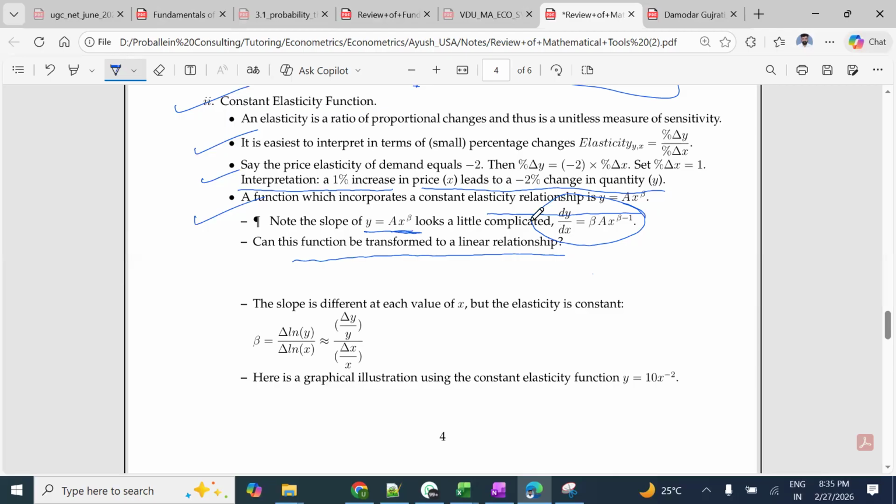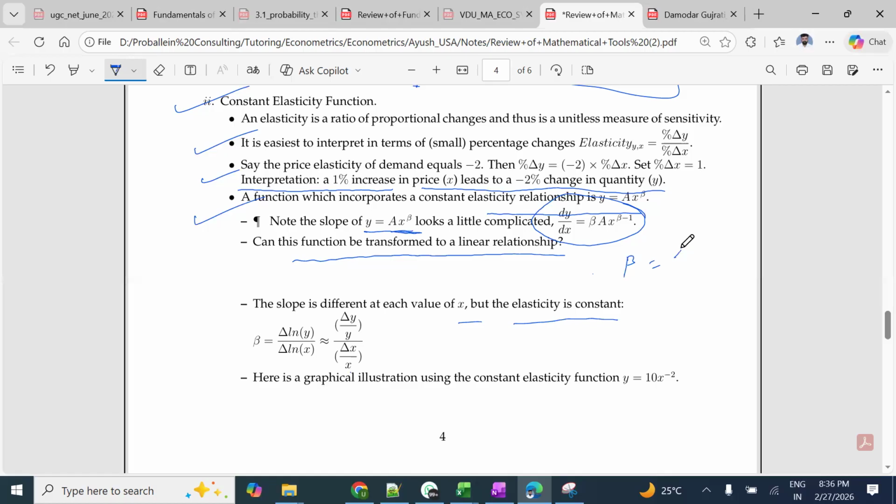Bhakti ma'am? Yes, sir. Okay, how will we do it? Using ln, using logarithm, yes. So the slope is different at each value of x, but the elasticity is constant. Delta ln y is equivalent to delta y upon y divided by delta x upon x. Okay, ma'am? Simple. Yes, sir.